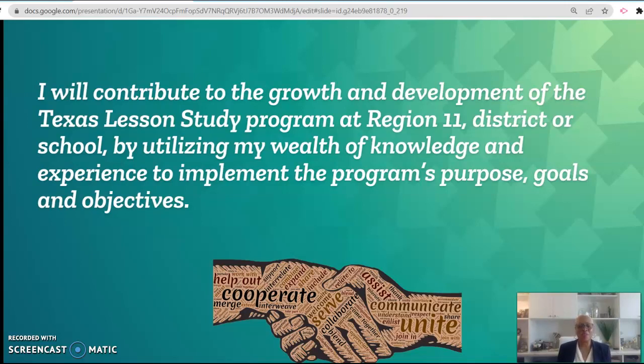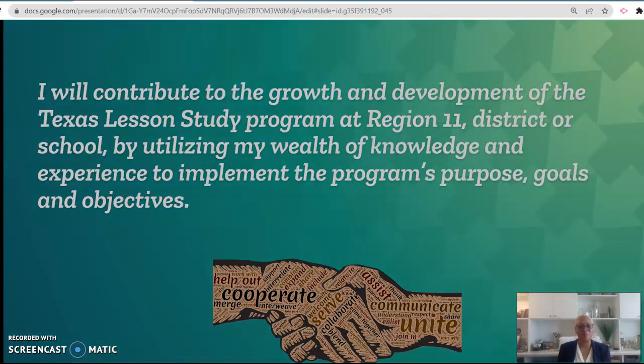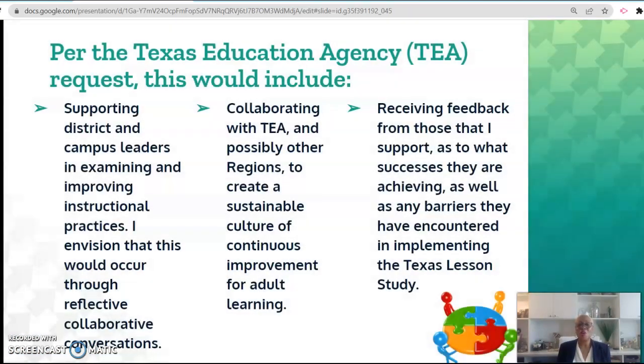It's about a partnership, and it's also about collaboration. Per the Texas Education Agency request, this would include supporting district and campus leaders in examining and improving instructional practices. I envision that this will occur through reflective, collaborative conversations. It's also one of the requests by TEA to collaborate with TEA and possibly with other regions. I've added that part in there because it is so important to have an idea of what others are doing as well to create a sustainable culture of continuous improvement for adult learning.